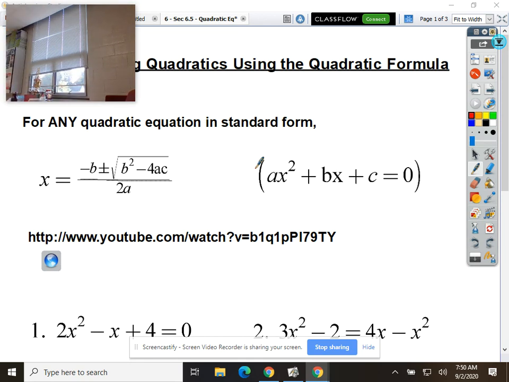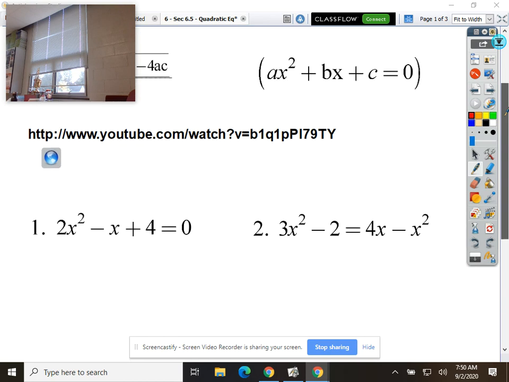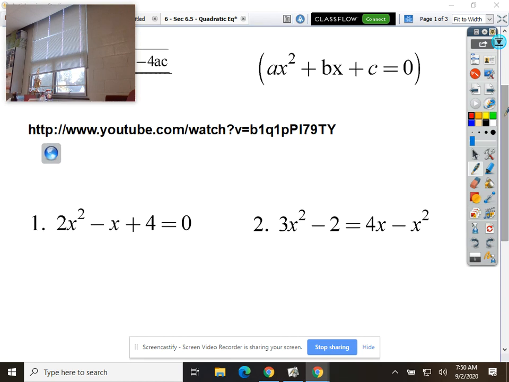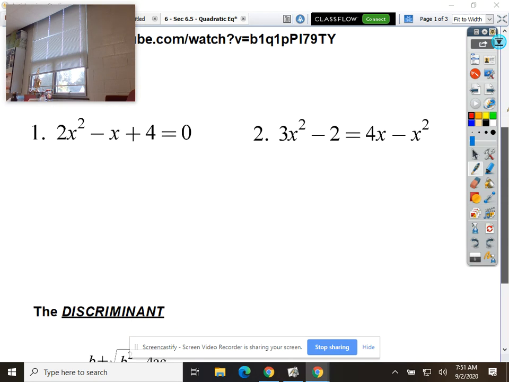Remember, this works for any quadratic that's in standard form. So number one on your notes is already in standard form. You can ignore all this stuff at the top. You can watch that YouTube video if you want. It's a little girl memorizing the quadratic formula. The point being, if a 2-year-old can do it, then you guys can do it. So here we go. Number one is already in standard form.